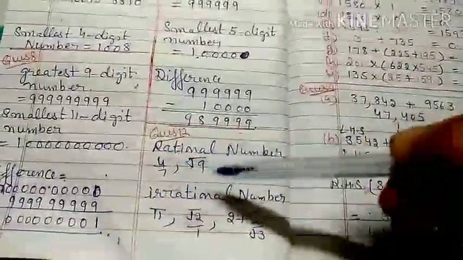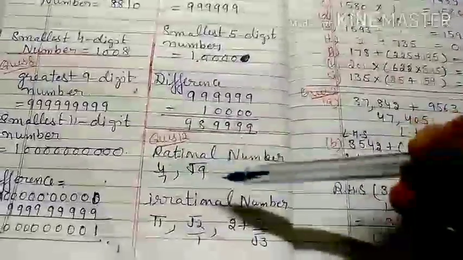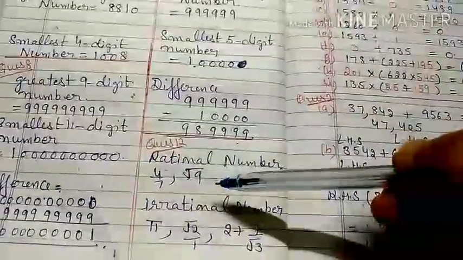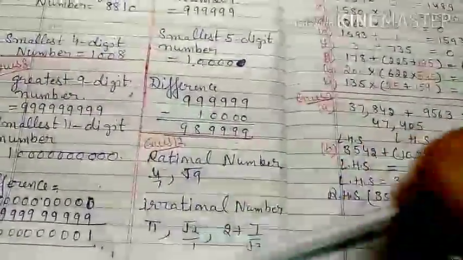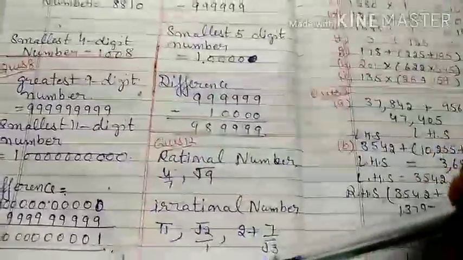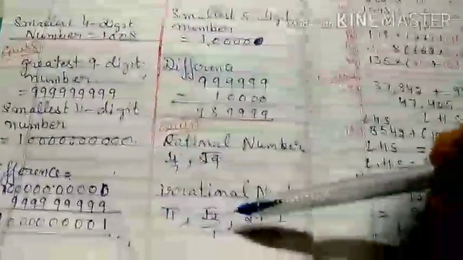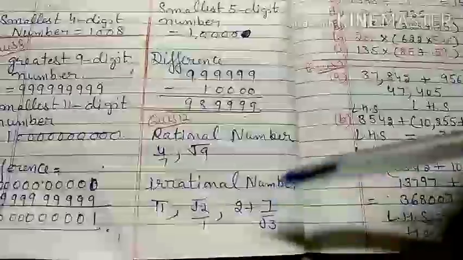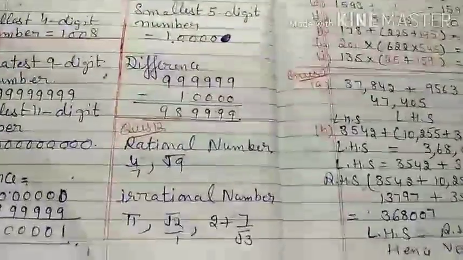Rational numbers are 4 by 7 and root 9, because when you find the square root of 9, 3 squared is 9. Irrational numbers we can't calculate properly because the remainder will never be 0 when you calculate them. Pi, root 2, and 2 plus 7 by root 3 are the irrational numbers.